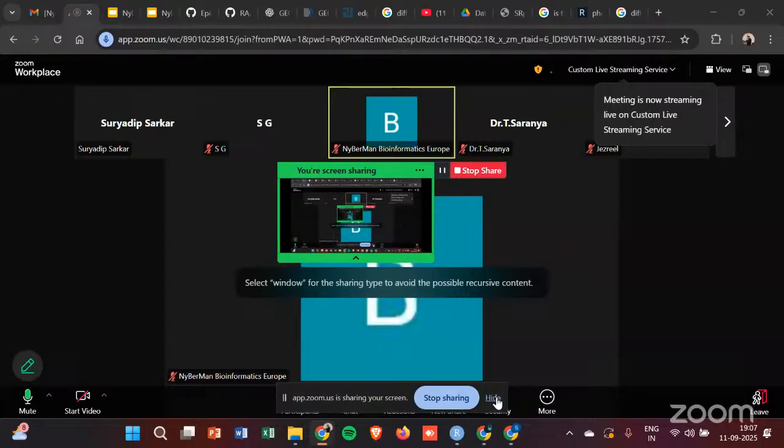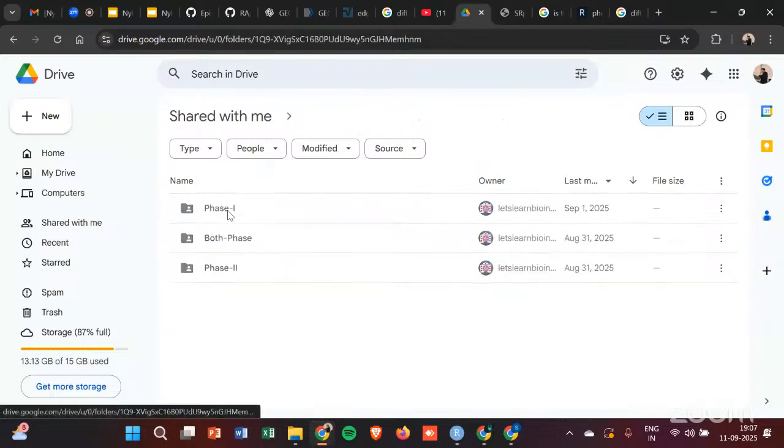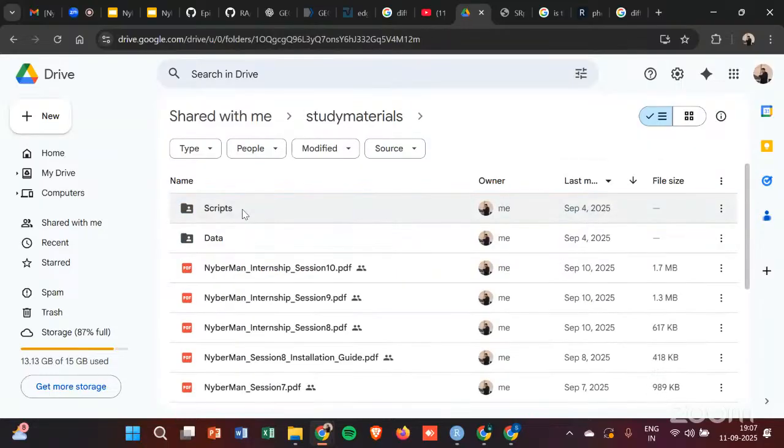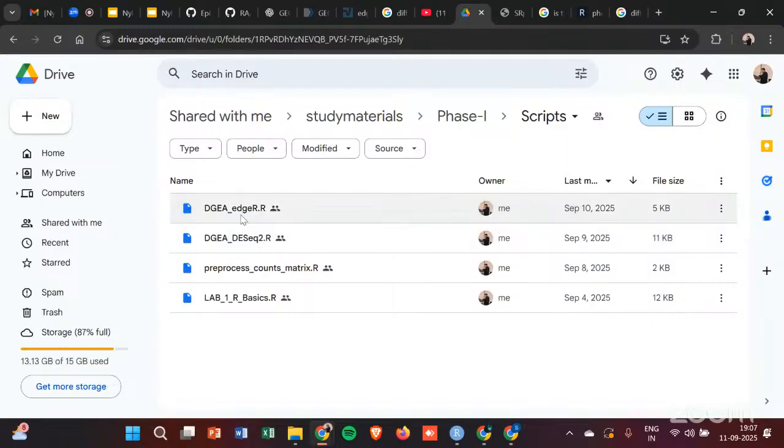So for today's class, I will share my screen and show you guys. So for today's class with respect to DESeq2, the first thing that we will need is the DESeq2 metadata.csv. Okay, we'll need this file, and as well as that, we will need the script. So the script is DGEA DESeq2.r. While you're at it, please also download the DGEA edgeR.r. But for this, we don't need an explicit metadata file.